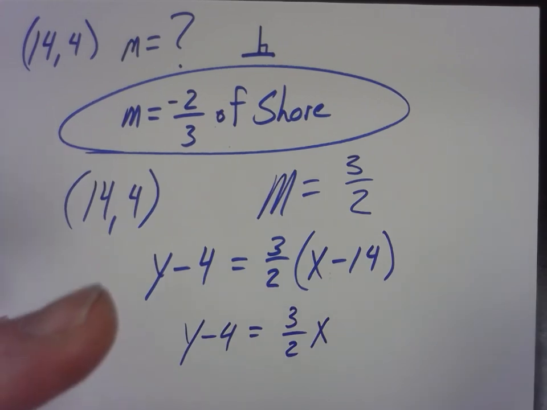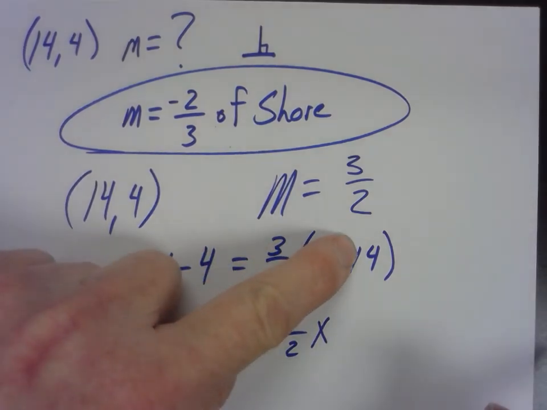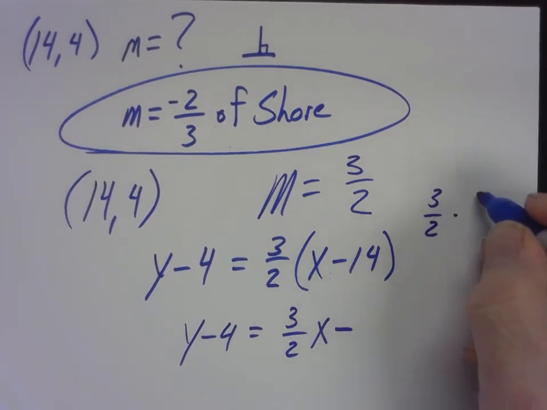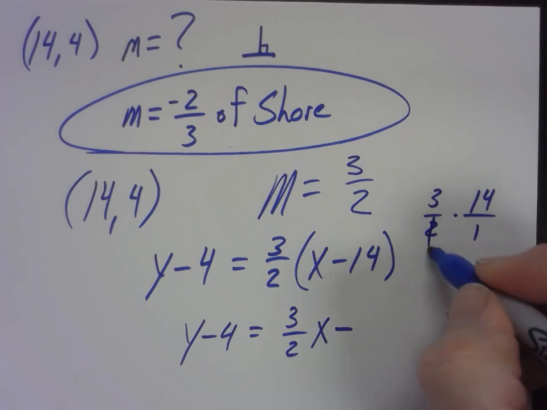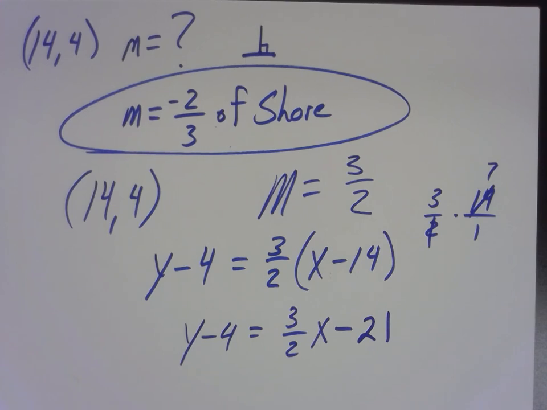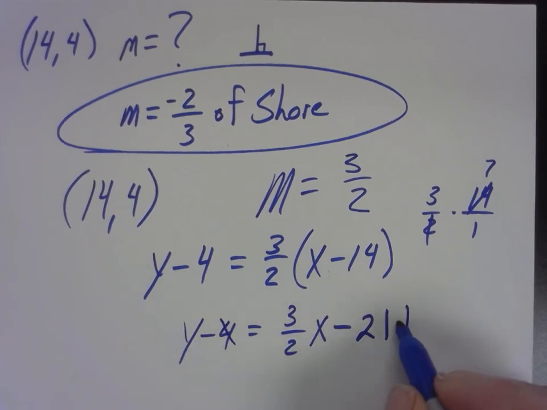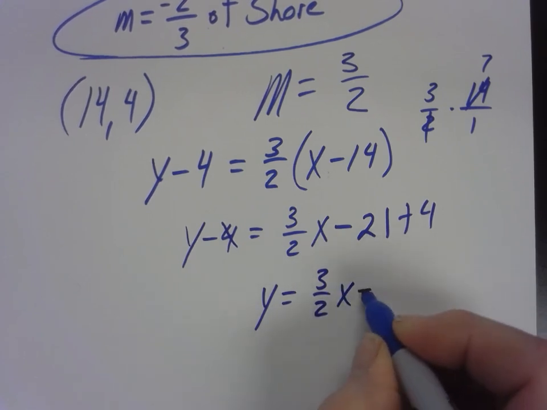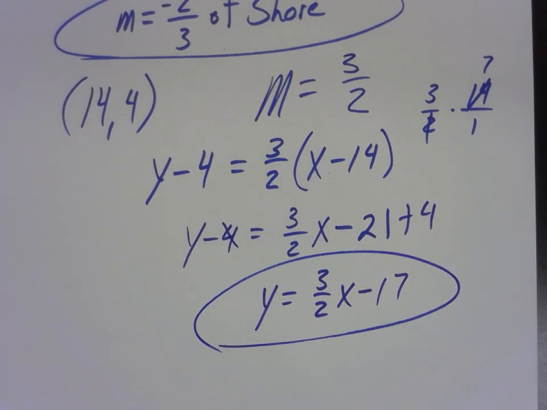That's easy enough. Now the 3/2 times 14. We know it's negative, right? So 3/2 times 14 over 1. Doesn't 2 go into 14 7 times? And 3 times 7? We can deal with that, can't we? Okay. And then last step? Add 4. Okay. So y equals 3/2 x minus 17. So that's the line we want to take in order to get to the shore as quickly as possible.